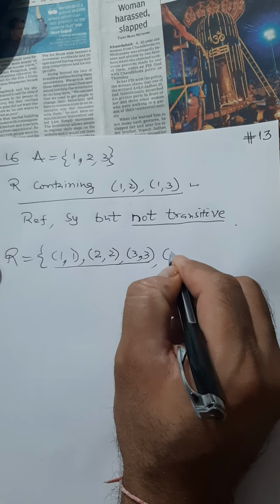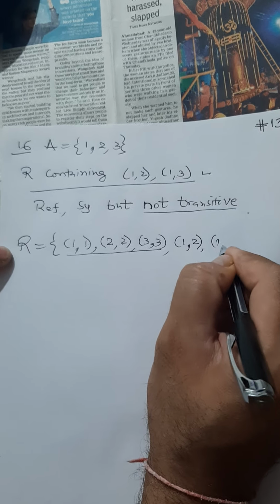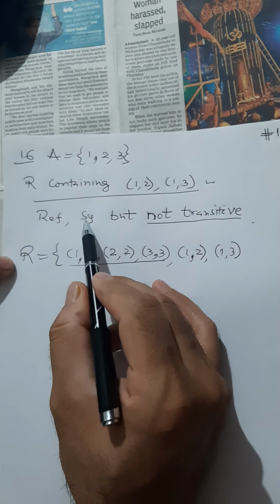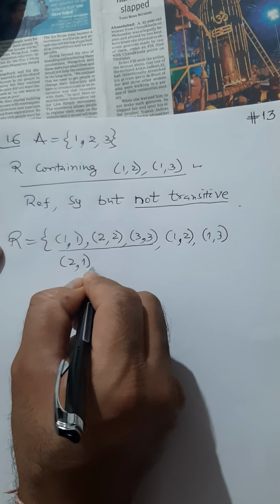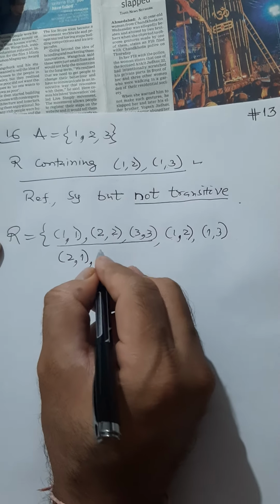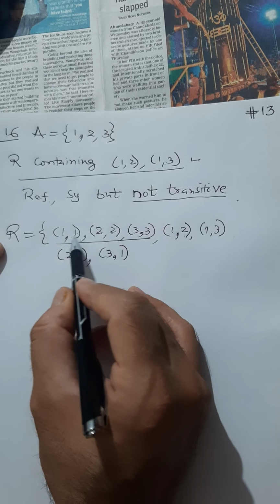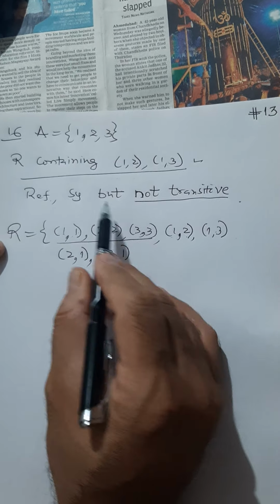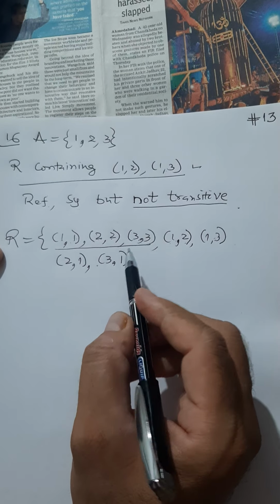Containing these two, I need to put (1,2) and (1,3). Now I want symmetric, remember. So if I put (1,2), I need to put (2,1). If I put (1,3), I need to put (3,1). So now the reverse of each ordered pair is present, so it's symmetric. But you see that this is not transitive.